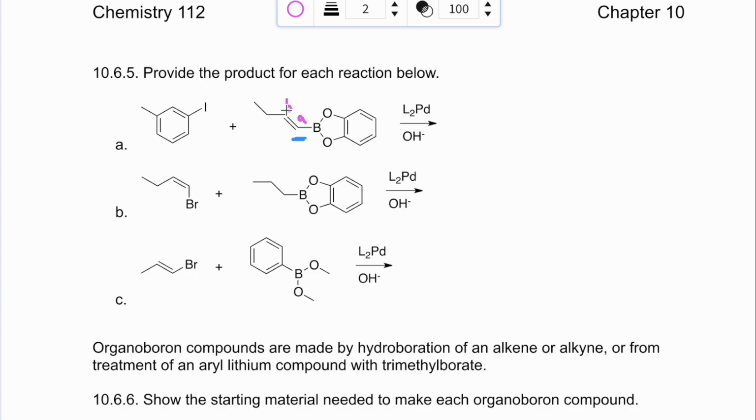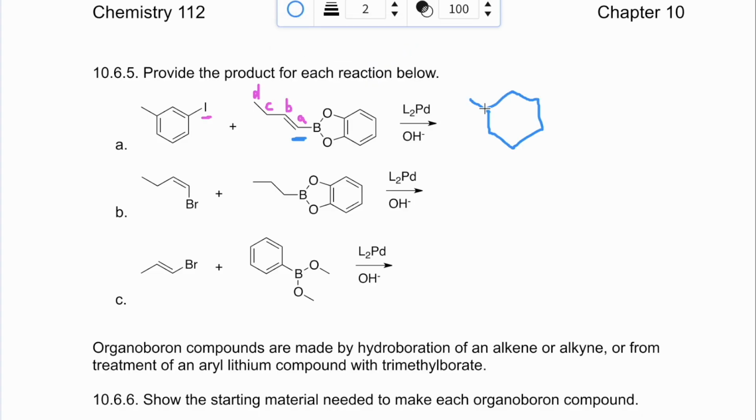So let's do a little practice again. If you want to number or letter your carbons, just to make sure you put all of them on there, they are going to replace this iodine. Also, since the vinyl group is on the boron, that is going to end up with a trans configuration of the alkene in your product.